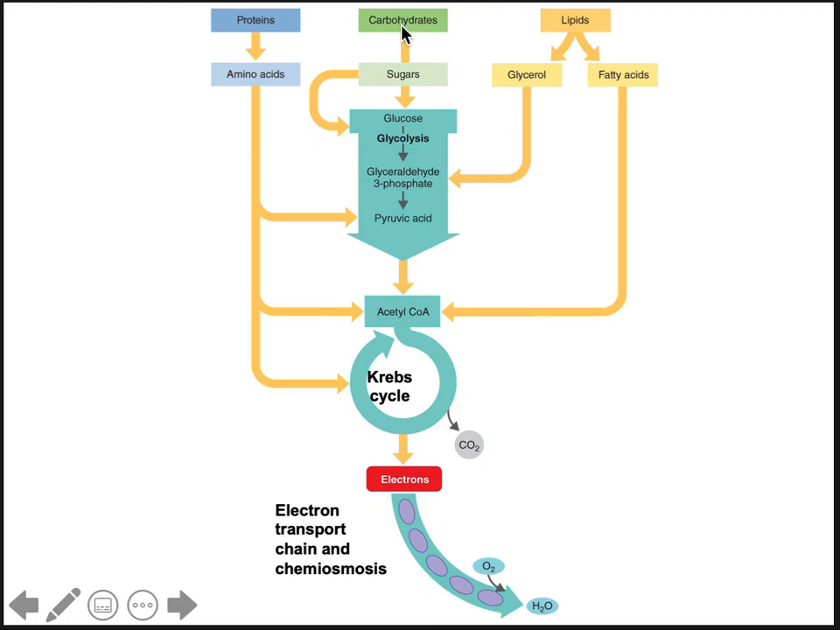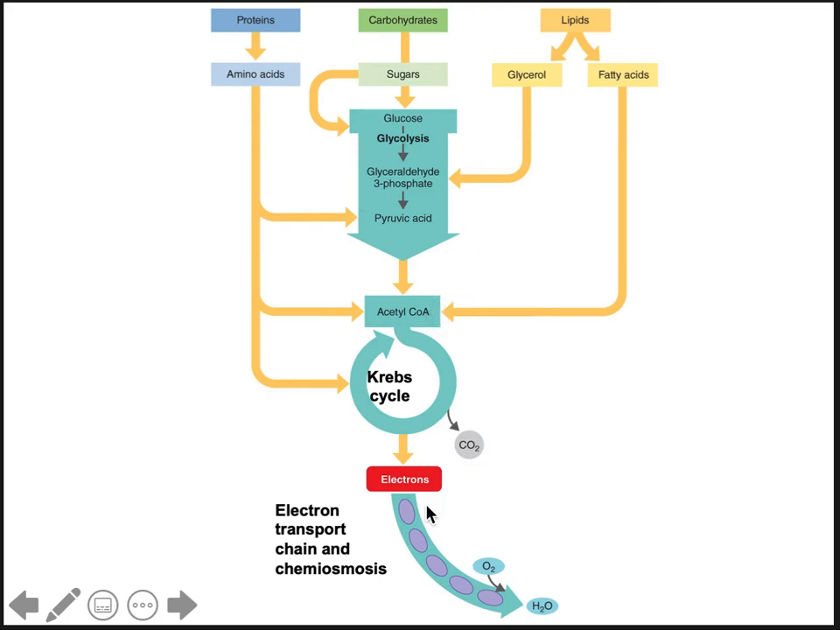So carbohydrates in the form of sugars go through glycolysis, form pyruvic acid, get made into acetyl-CoA, go through the Krebs cycle, and then go into the electron transport chain. The nice thing about this diagram is that it actually says acetyl-CoA, so you remember that that has to happen before the Krebs cycle, and it also shows you the removal of CO2 here, and it shows you the final electron acceptor oxygen and producing water. So it reminds you of a few things.